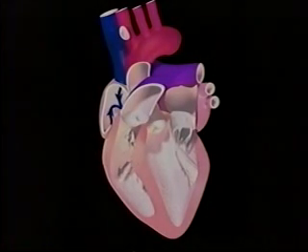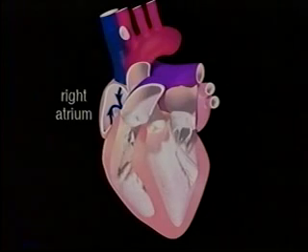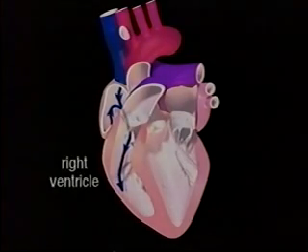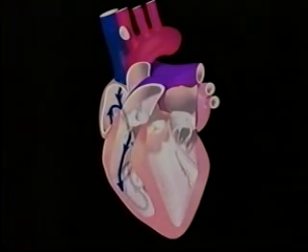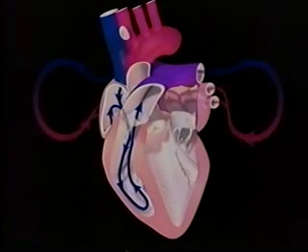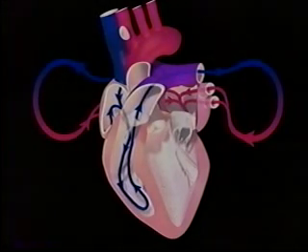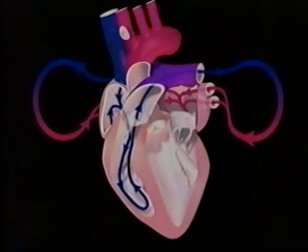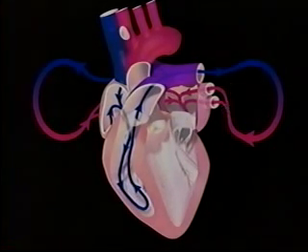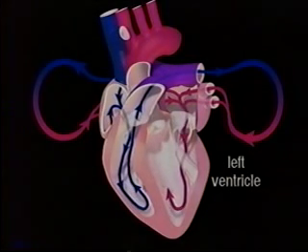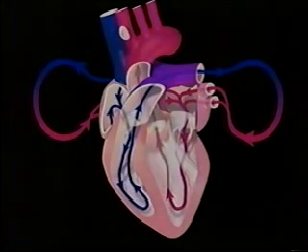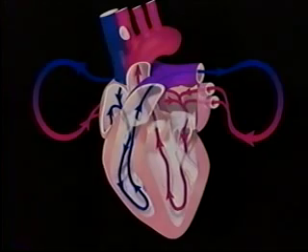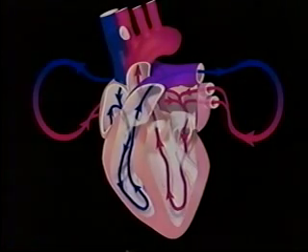On the right side, blood enters the right atrium, then travels to the right ventricle. The right ventricle then pumps the blood through the pulmonary circuit and back into the left side of the heart. On the left side, blood enters the left atrium, then travels to the left ventricle. The left ventricle then pumps the blood through the systemic circuit and back into the right side of the heart.